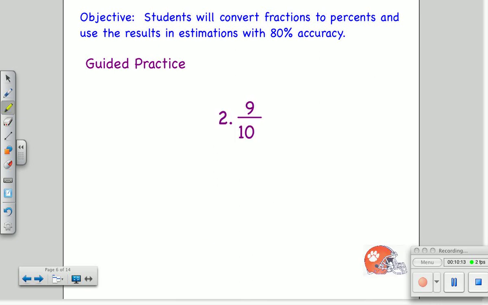Number 2, 9/10. Again, what can I multiply by 10 to make it 100? I can multiply by 10. 10 times 10 is 100. Then I also must multiply the numerator by 10. 9 times 10 is 90. 90 out of 100 is 90%. And put a box around it.